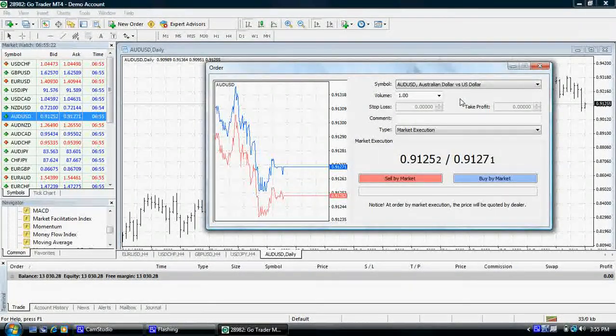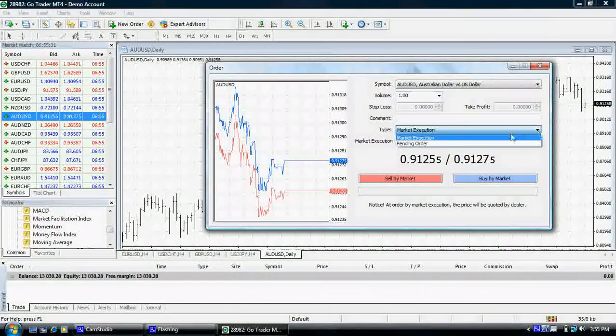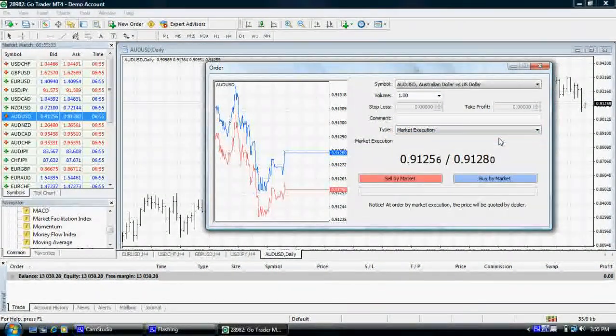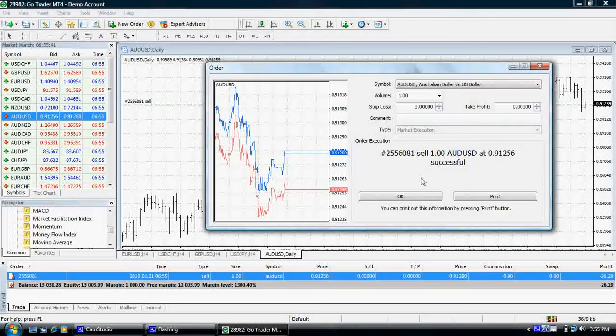To place an order at the current market level, simply enter your desired volume. Ensure market execution is selected. You will then see the bid and offer at the bottom of the order ticket. You can now buy or sell accordingly. Once the trade is executed, you will see a confirmation and trade reference number. The trade will now appear in your terminal.